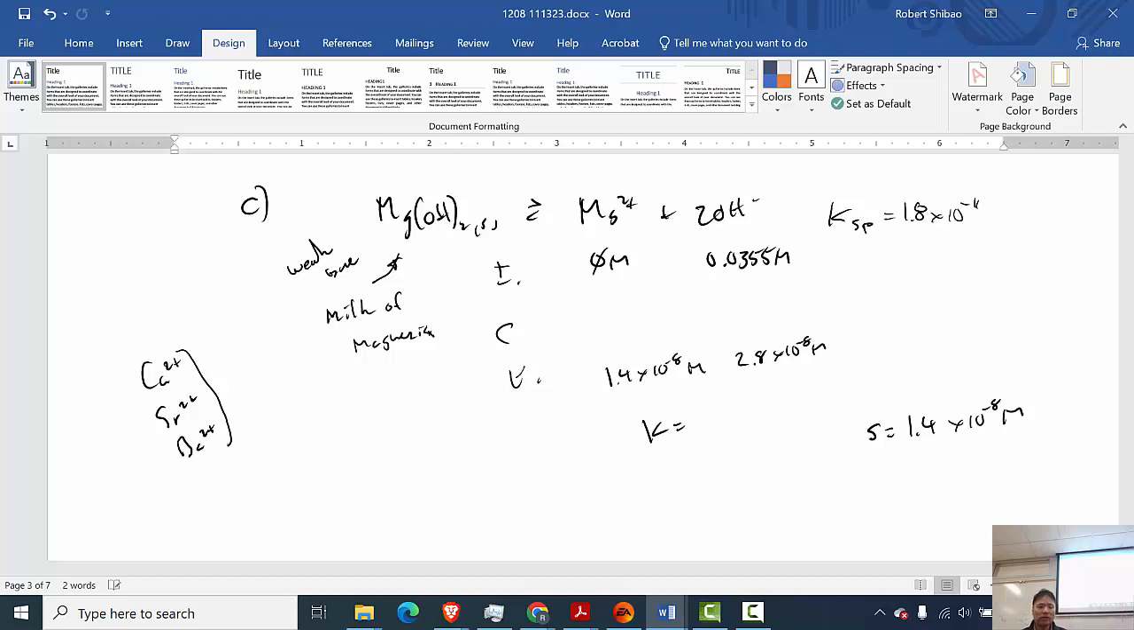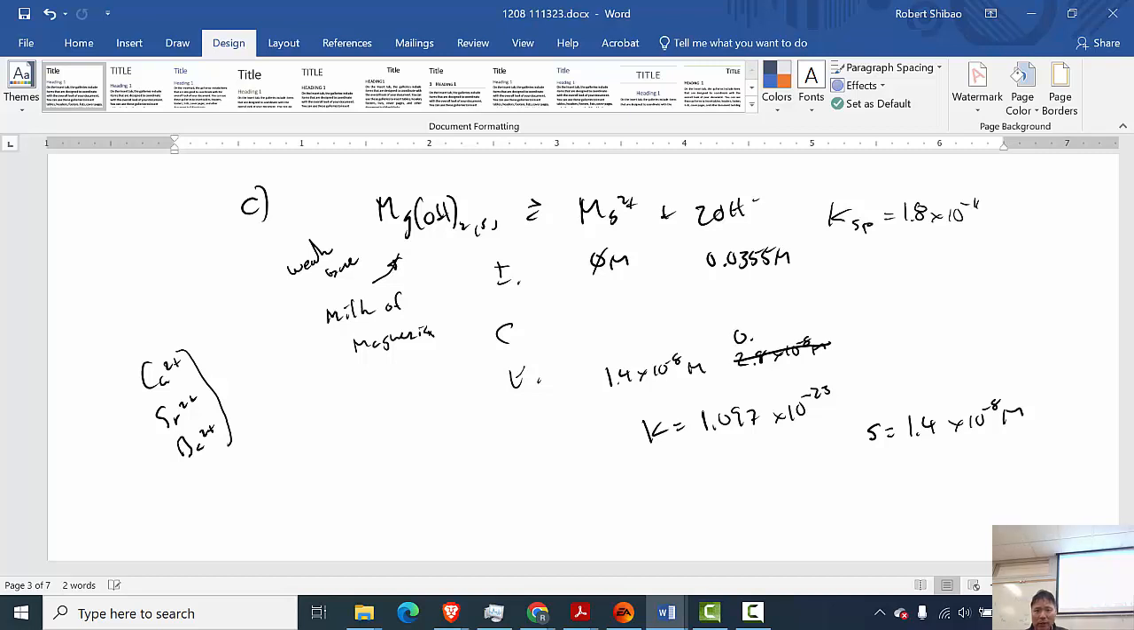So let's check our K value. Was everybody able to calculate this? So I'm going to go 2.8 times 10 to the minus 8, and then square that, times 1.4 times 10 to the minus 8. That gives 1.097 times 10 to the minus 23. Did I do something wrong? Oh, I did. Yeah, I see what I did.